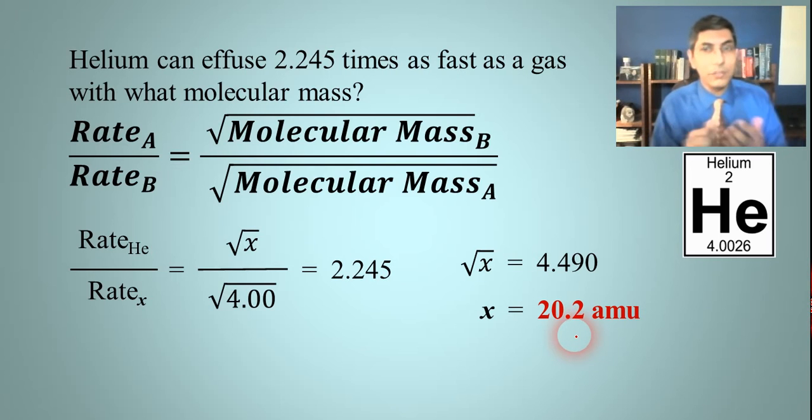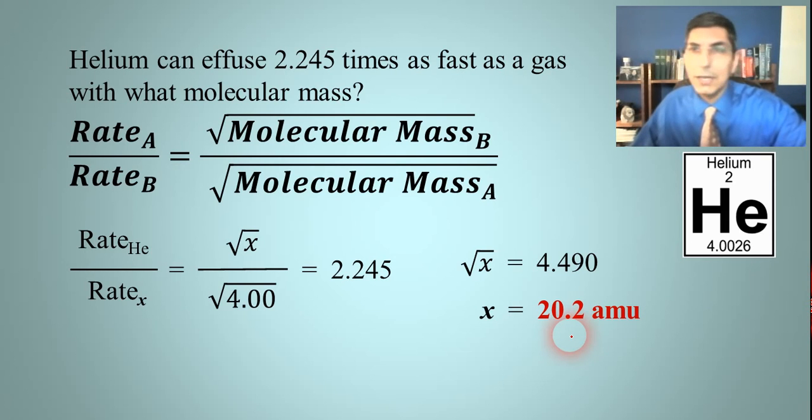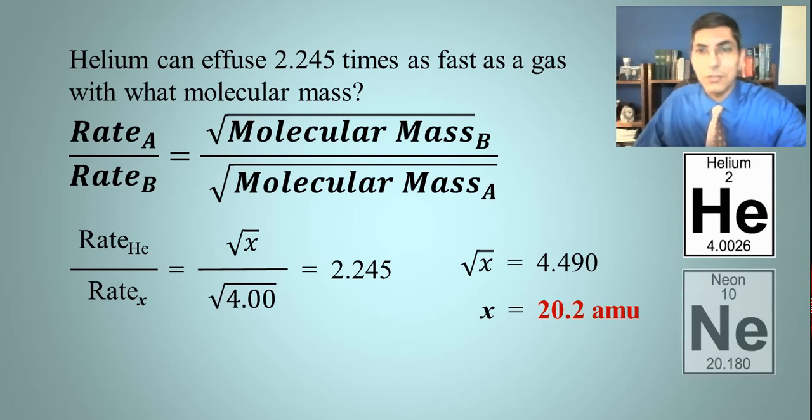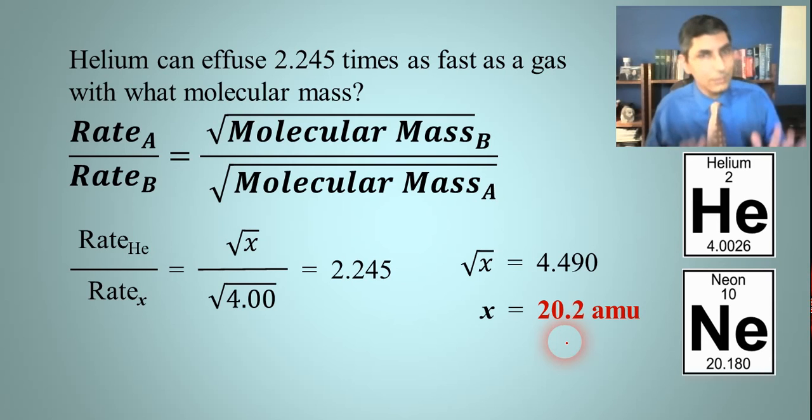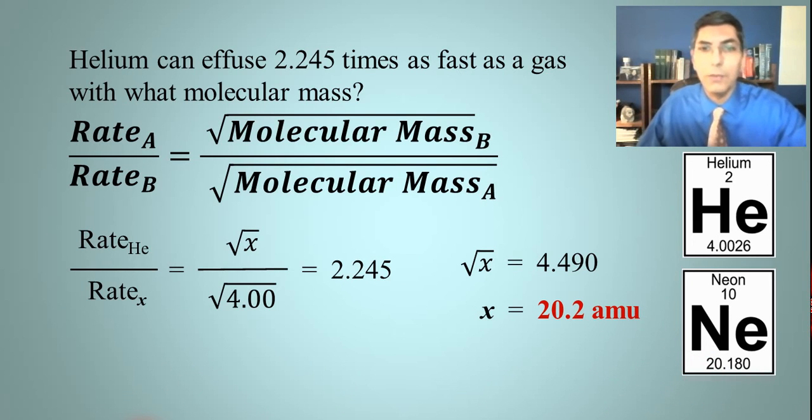Now, the question didn't ask me to identify the gas, but I suppose I could look up at the periodic table and see that there is a gas, a noble gas in fact, that has a molecular mass very close to that, which happens to be neon. So I could take a guess that this is very likely going to be neon. Now, it could be something else, but neon seems to be one of the most obvious choices here. So that's how we work problems with Graham's law of effusion.